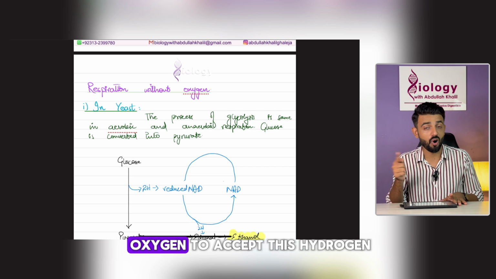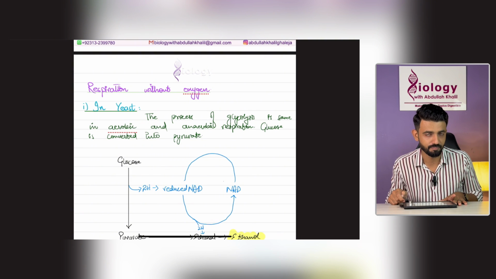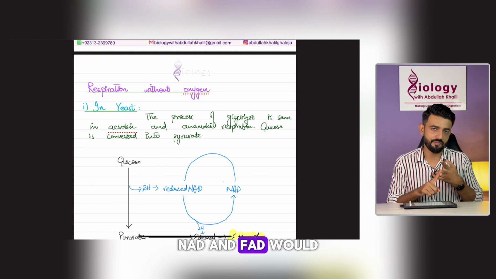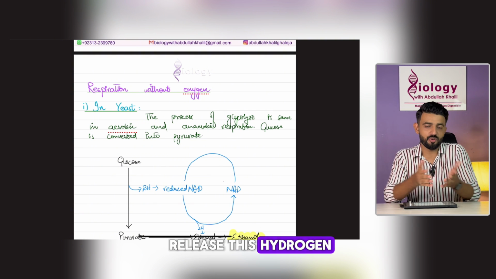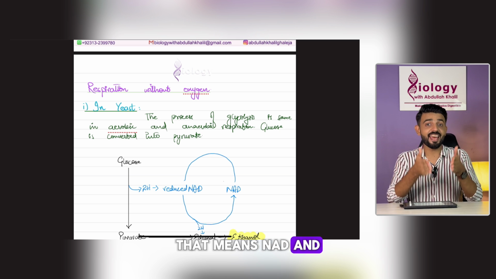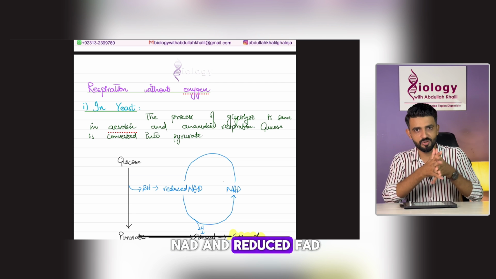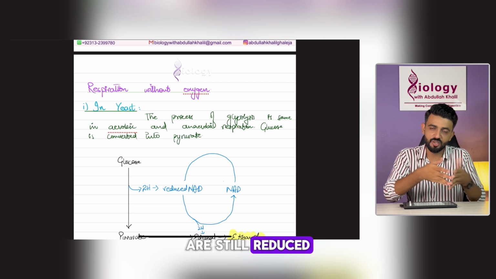If there is no oxygen to accept this hydrogen, NAD and FAD would not be able to release this hydrogen. That means NAD and FAD, reduced NAD and reduced FAD, are still reduced.